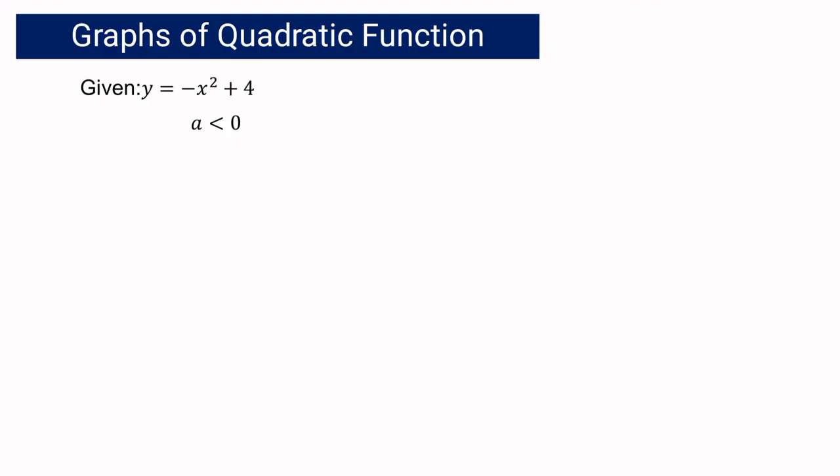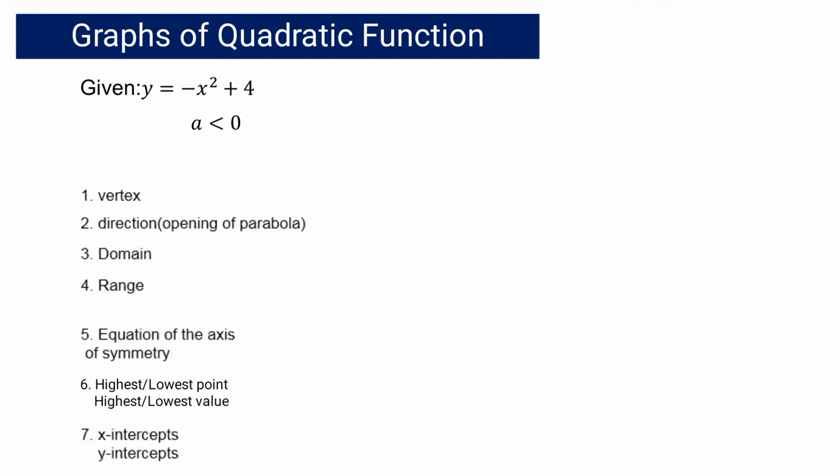We have y equals negative x squared plus 4. Obviously, a here is less than 0. Without graphing, let us identify the following. We simply get the value of h and k. To get the value of h, we use that formula. We do not have a linear term. That is why b is equal to 0. And 0 divided by any number is equal to 0. So h is equal to 0.